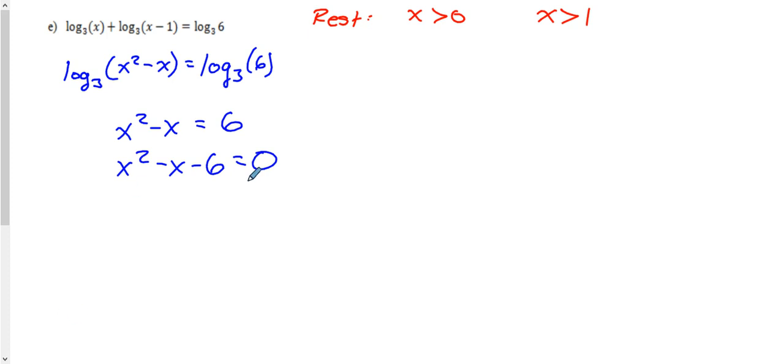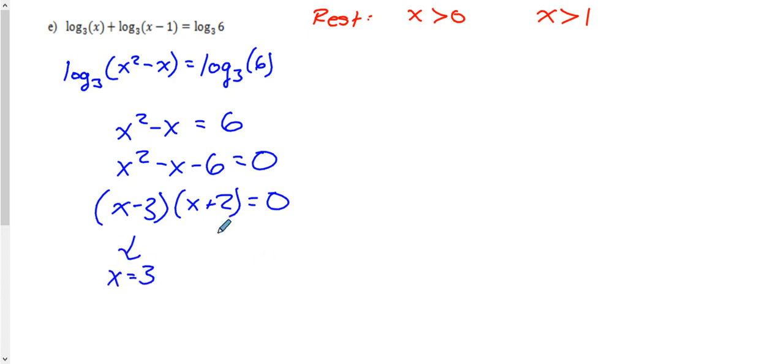So I'm going to factor this out, and that means finding things that multiply to negative 6 and add to negative 1. Things that multiply to negative 6 and add to negative 1 are negative 3 and 2. So I have x minus 3 and x plus 2, and I set that equal to 0. Rewriting each factor, this here is x equals positive 3, and rewriting this factor, x here is equal to negative 2.